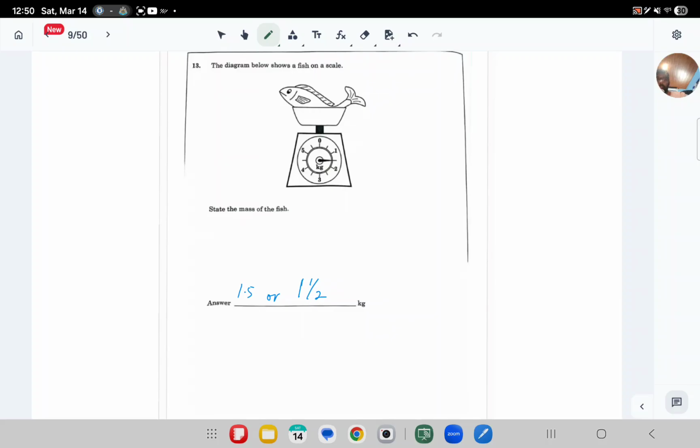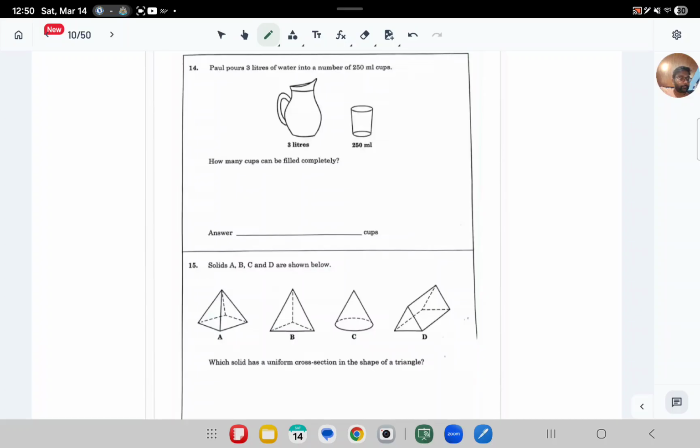Alright. Number 14. Number 14 states Paul pours 3 liters of water into a number of 250 milliliter cups. Alright, how many cups can be filled completely? So first we realize we have two different units. We have liters and milliliters. For me it would be easier to work in milliliters.